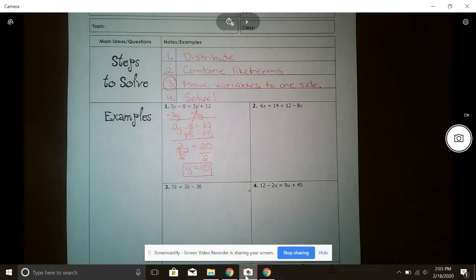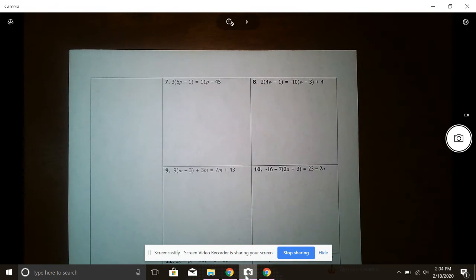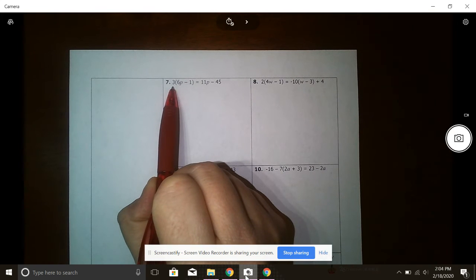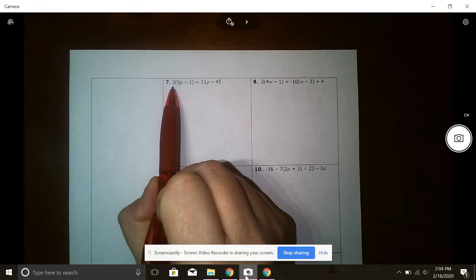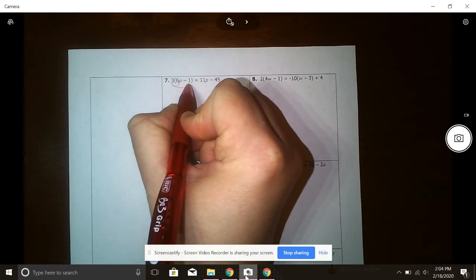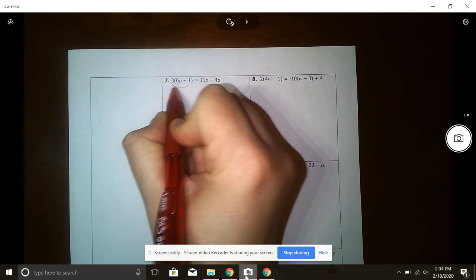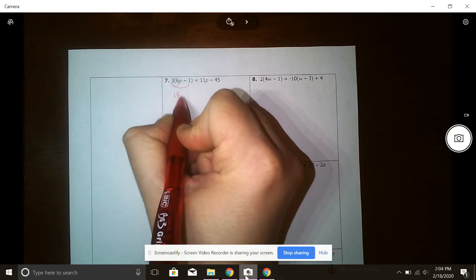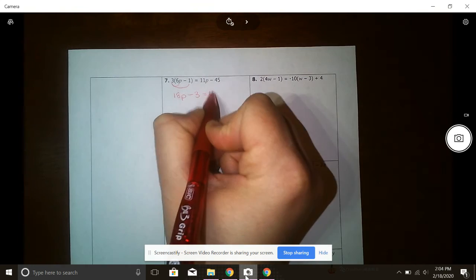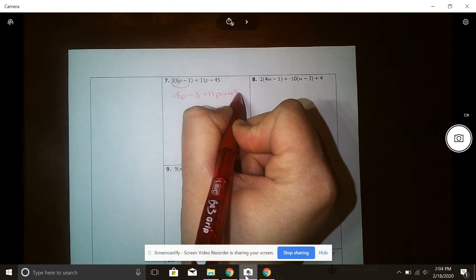I want you to flip your page with me and look at number 7 because the rest of what's on the front is similar to number 1. Let's take a look at number 7 and see what's an additional piece here. In number 7, we've got these parentheses with a number right beside it, which is telling us we have to distribute first. So that's my first step. I need to multiply the 3 by everything on the inside of the parentheses. 3 times 6p is 18p. 3 times negative 1 is negative 3. And I can just bring down the right side.